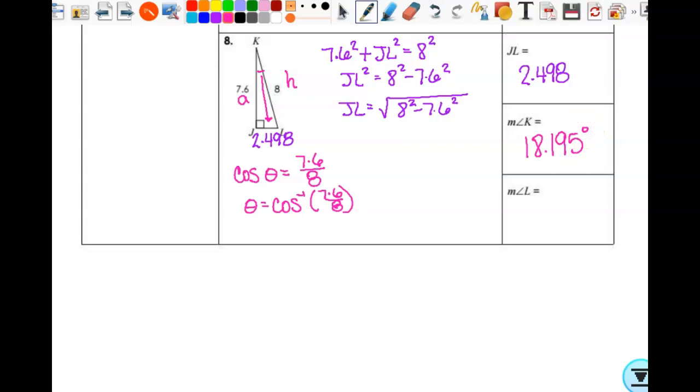To find angle K, angle L, I have a couple of options. I can do trig again, absolutely nothing wrong with that. We just relabel my triangle. Or I can subtract this angle from what? 90. But we do not do 90 minus 18.195. Like, no. In this particular case, you'll end up with the same answer, but it doesn't always happen, so we have to know what to do.